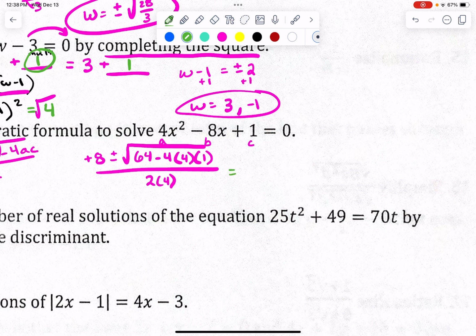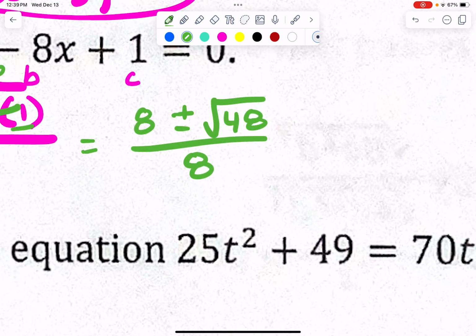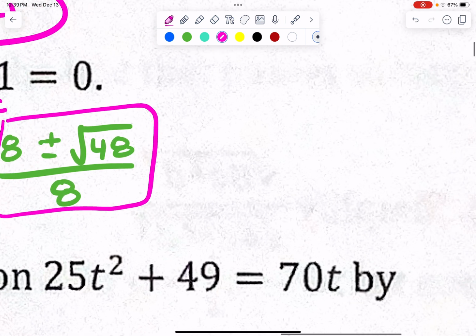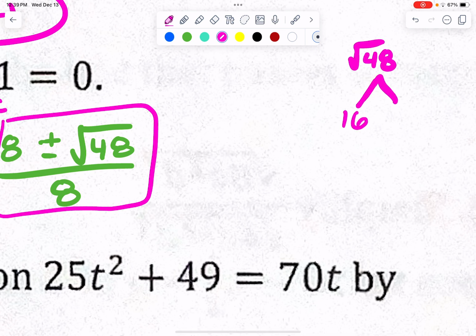And here I have 8 plus minus negative 4 times 1, this will be negative 16. So 64 minus 16, I think, is 48, all over 8. This 48 does divide by 8, but you can't reduce all of these three things because this one is trapped inside. So you can either leave your answer like this, or 48 breaks down into 16 and 3, I think.